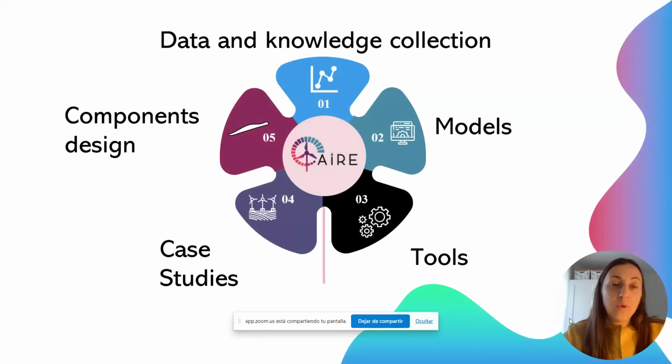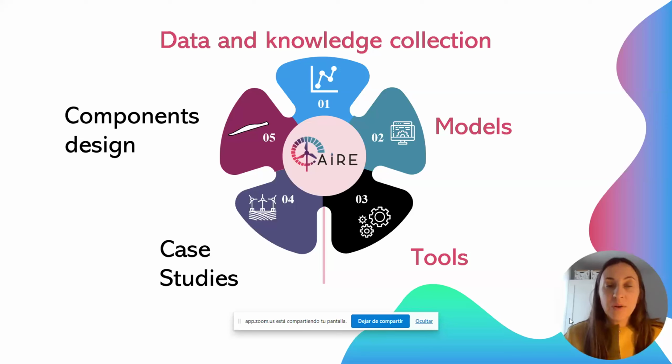Our workflow is somehow complicated, but I'm trying to summarize it here. We are gathering data and knowledge in the different sites. We are creating new models: wake models, blade damage models, airflow performance models. With these models, we will be creating wind farm control tools, AEP tools to predict power production of wind farms, and erosion tools. All of them have a main focus on precipitation and erosion, but also include other effects. With these tools, we will go to the 5 case studies, and finally we will improve the components design.